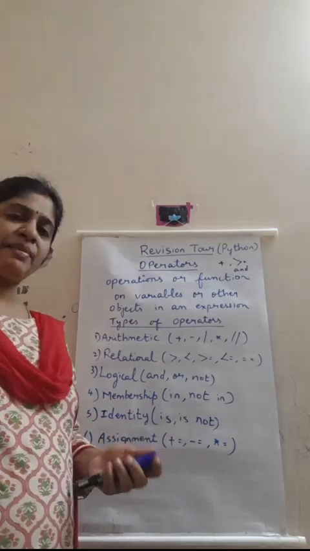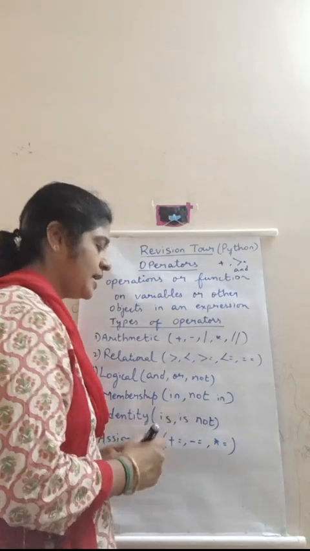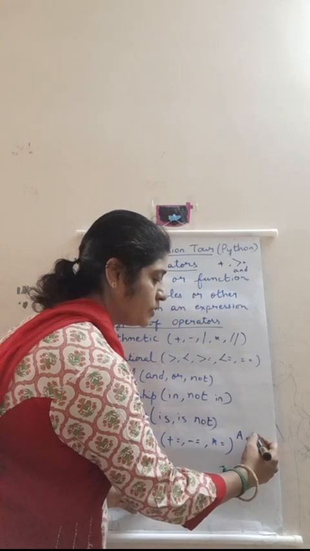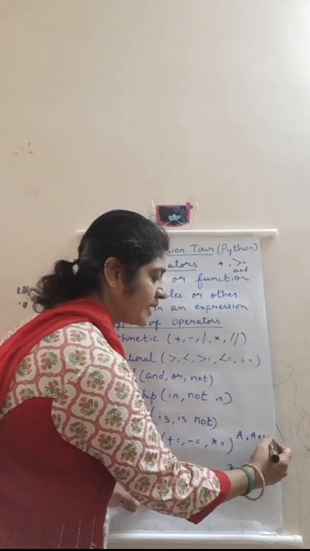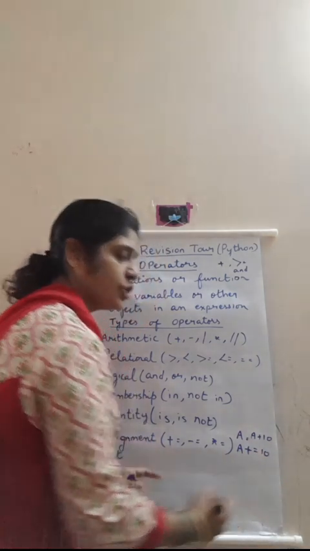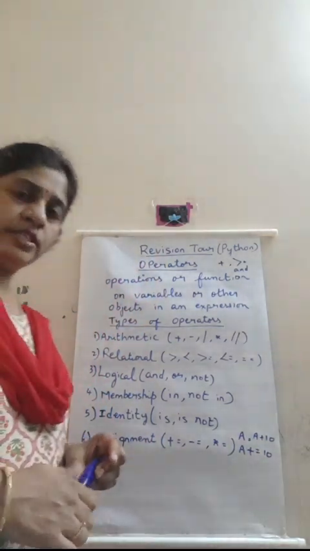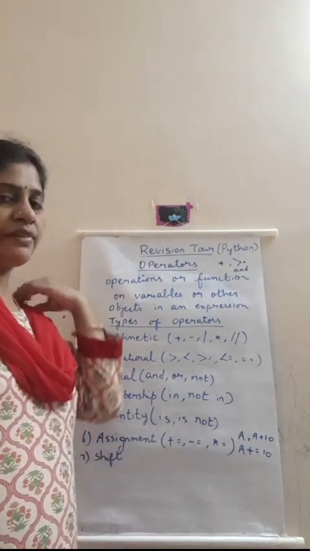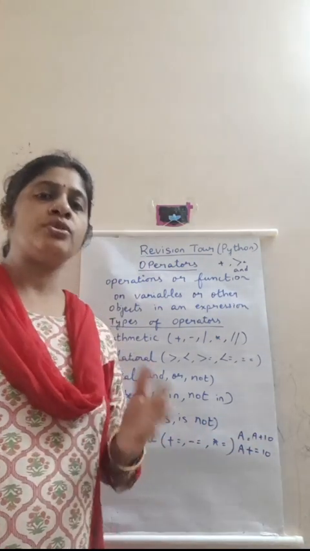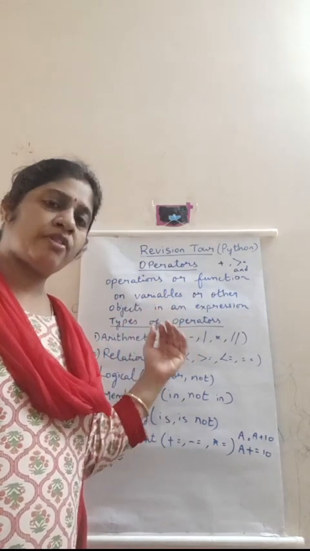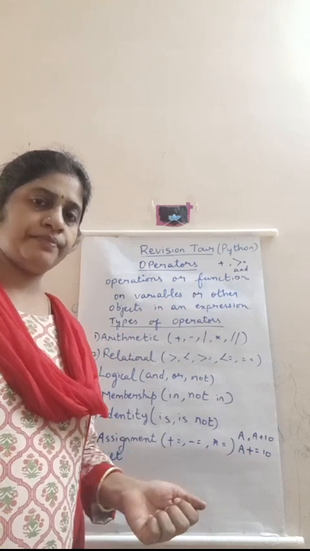So what is this assignment operator? You can write something like this: A is equal to A plus 10. It can also be written as A plus equal to 10. Short form. This is called an assignment operator. And the shift operators. So this is about operators, which are used to perform some operation.